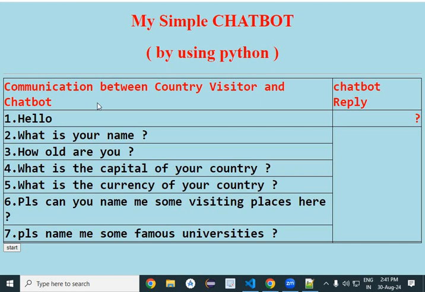Hello students, today we will learn how to make a simple chatbot using the Python language.